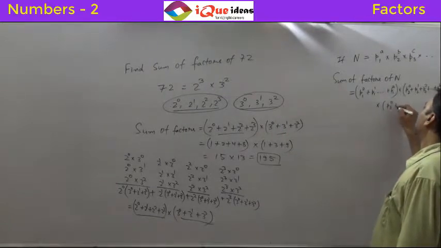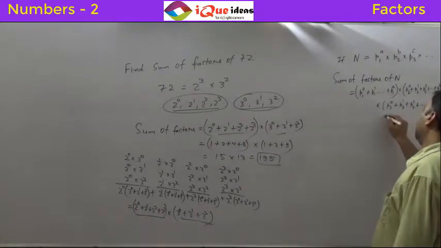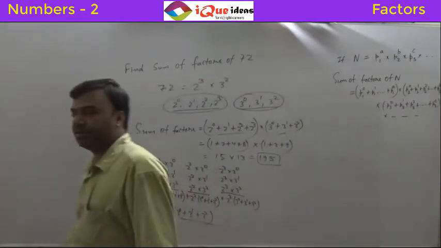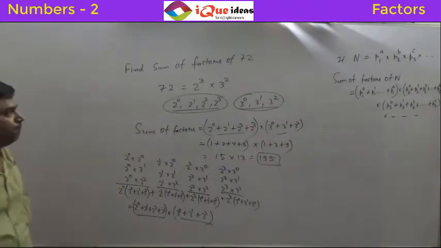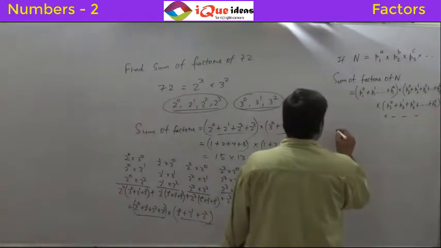p3 raised to 0, p3 raised to 1, p3 raised to 2, goes up to p3 raised to c, and so on. The number of parts here will be as many prime factors as there are for the number n. So for example, if I have, let's say, 100.